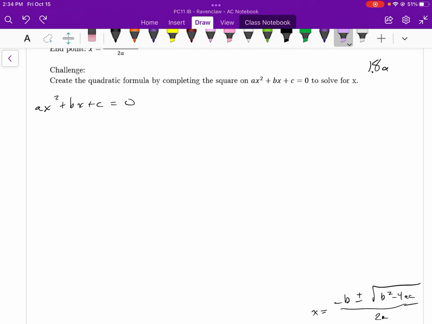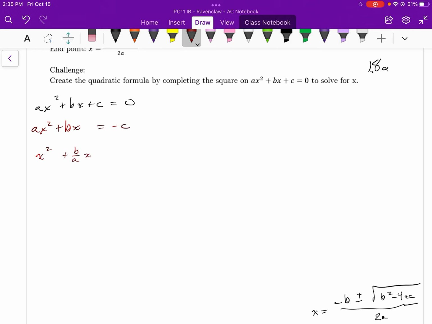So let us start by completing the square of the equation ax squared plus bx plus c is equal to 0. The first thing that I need to do is isolate my x's, or that's what I'm going to choose to do. So I'm going to isolate my x's by subtracting c from both sides. The next step is to divide both sides by a.